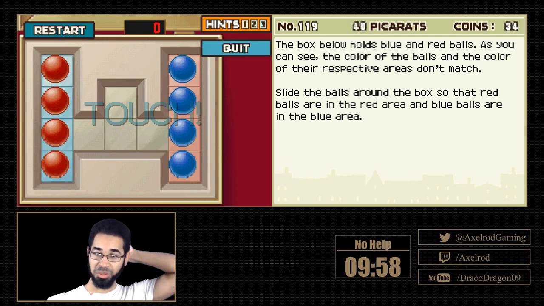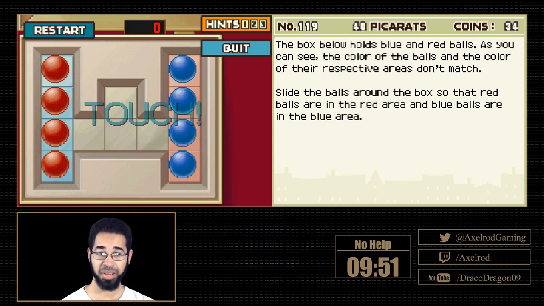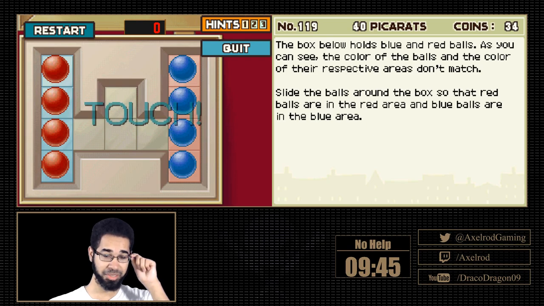The box below holds blue and red balls. As you can see, the color of the balls and the color of their respective areas don't match. Slide the balls around the box so that the red balls are in the red area and the blue balls are in the blue area.